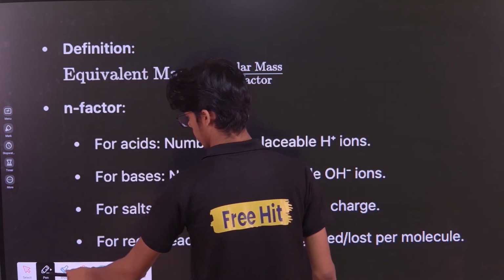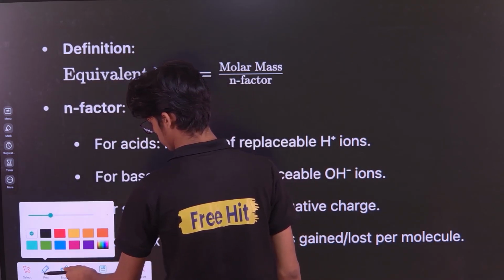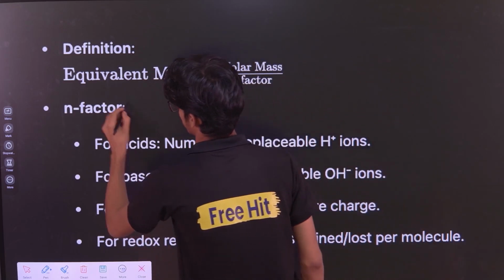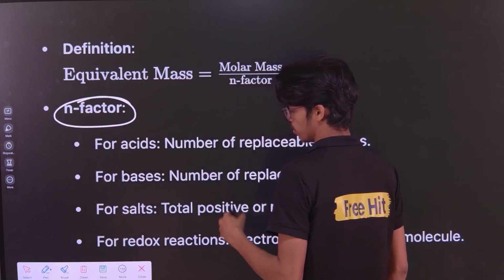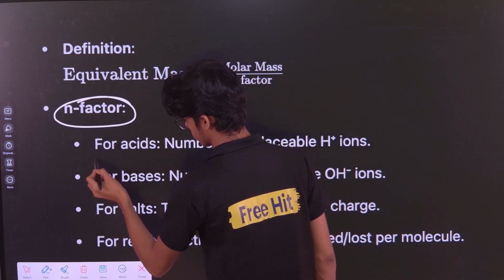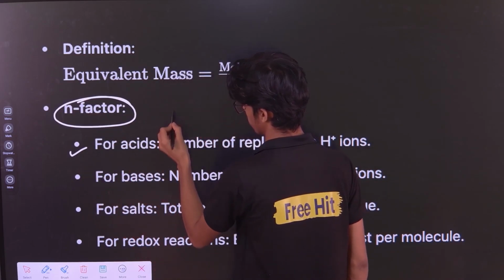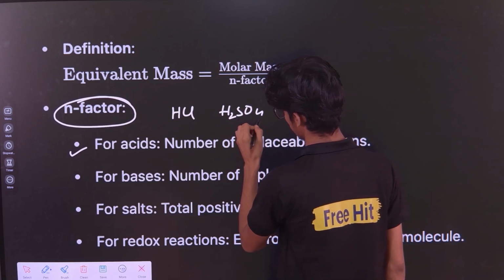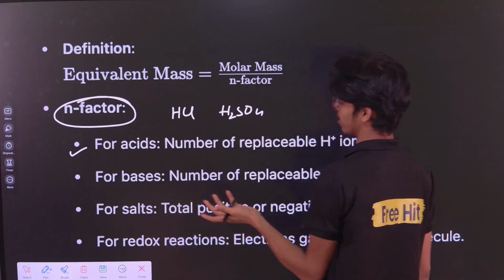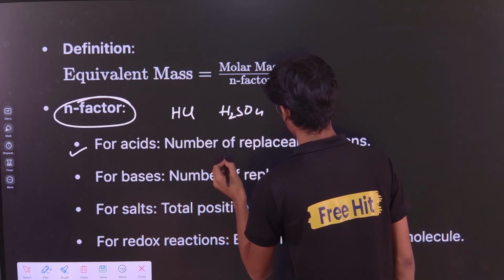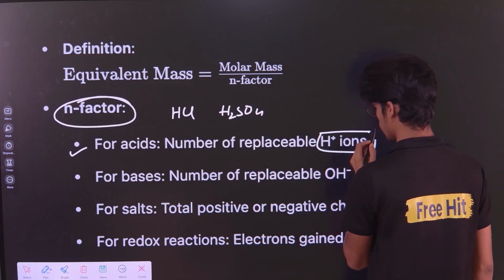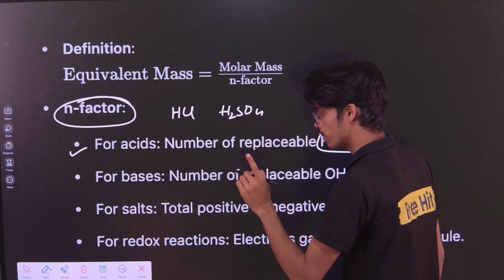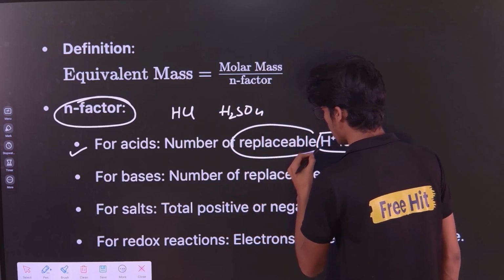So equivalent mass is molar mass divided by n factor. To determine n factor we have different techniques. For acids, can you name some acids? One acid is HCl, another acid is H2SO4. So for acids, it is the number of replaceable H+ ions. Always remember, it is not the number of hydrogen ions, it should be the number of replaceable hydrogen ions.